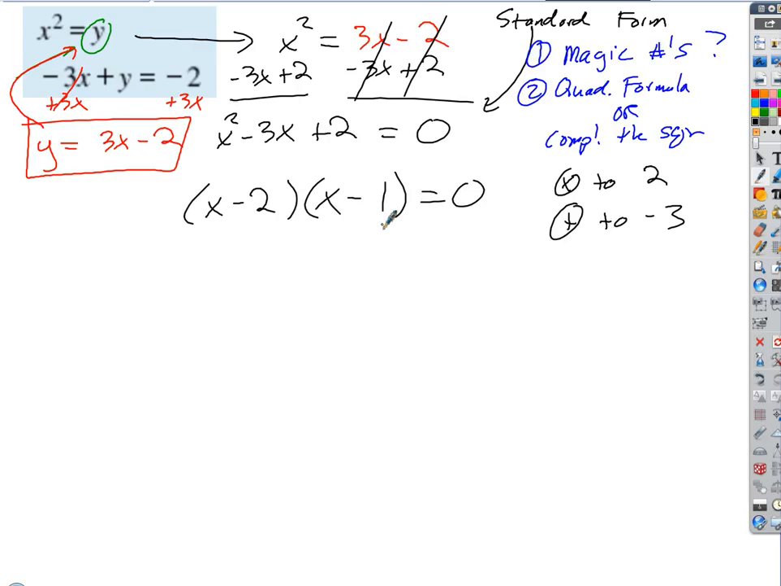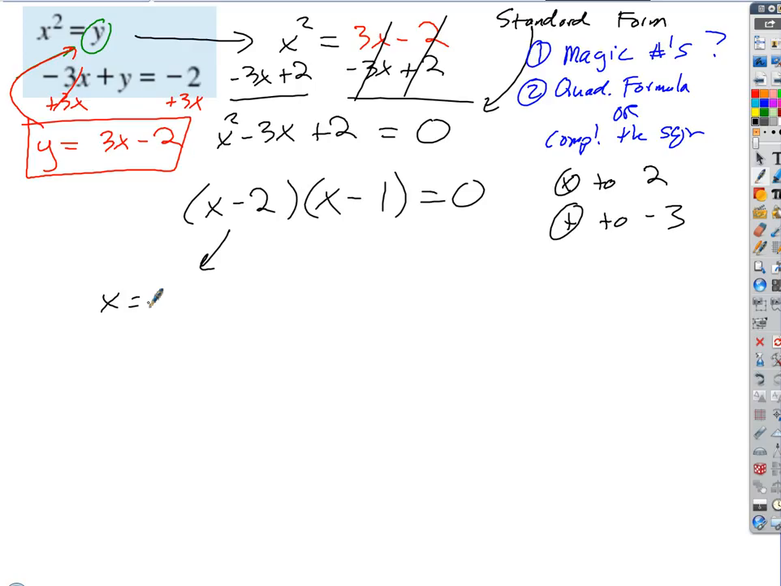Those are not the solutions, right? To get the solutions, we have to go back and apply the zero product property. We know that the product of these two factors can only be 0 when either the first factor equals 0 or the second factor equals 0. So what's going to be the value of x that makes the first factor equal to 0? Riley, what's that going to be? What value of x makes the factor x minus 2 zero?